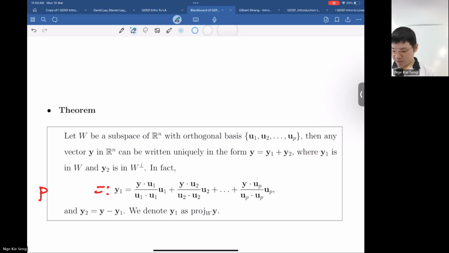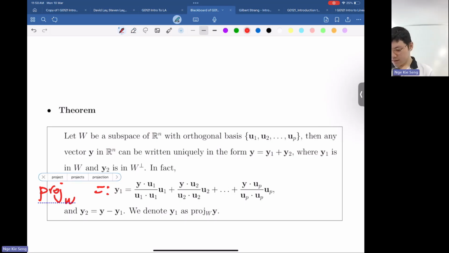The projection onto this subspace of y is defined as the sum, a linear combination of u1, u2, up to up. How do you find the coefficients? It's exactly the same way as when you want to project onto a line. You project onto every basis element first, and then you add them up. Does it make sense? I did the two-dimensional case for you. Three-dimensional, four-dimensional, n-dimensional is the same. You can try and expand it using the way I showed you. It's the same, so this is the general way to project.